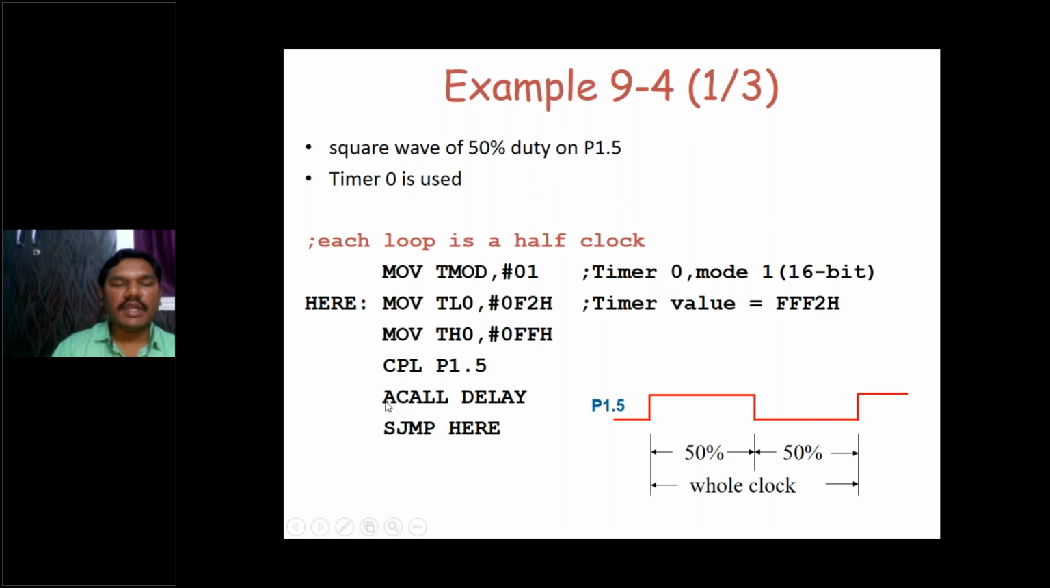What is absolute call delay? ACALL and LCALL are the two calls. Here ACALL is used to execute with an 11-bit or 2K bytes of delay. So for every 2K bytes of delay, it will be complemented. That's why here we are generating 1 to 0 and 0 to 1.